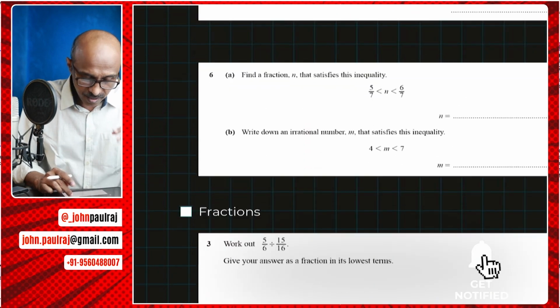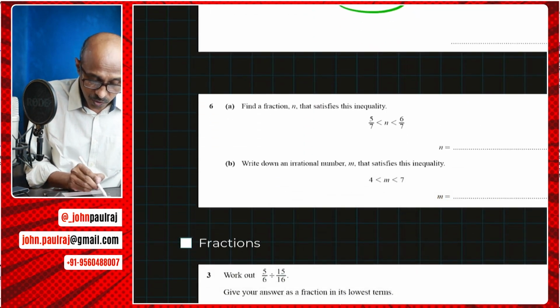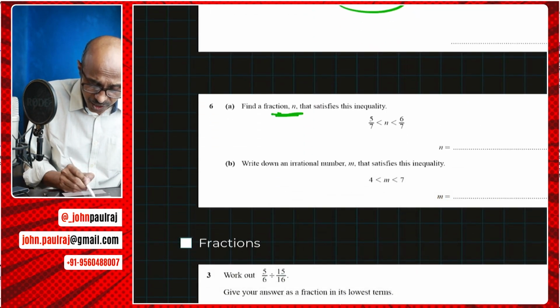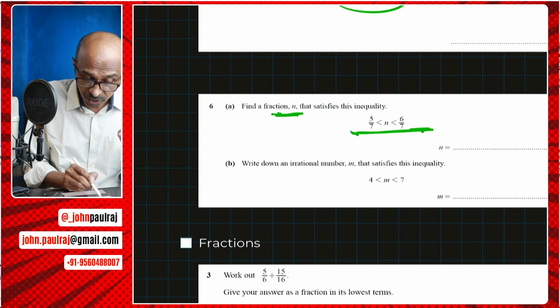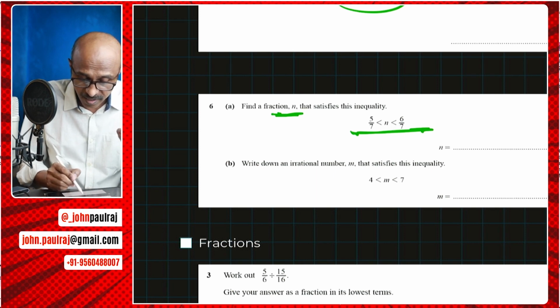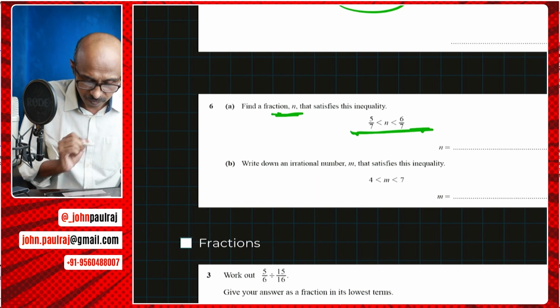In that same section, I've also included, sometimes you have to find a fraction that satisfies an inequality. So 5 by 7 less than n less than 6 by 7. n is a fraction in this case. They said find a fraction. So be clear how you're approaching this kind of question.